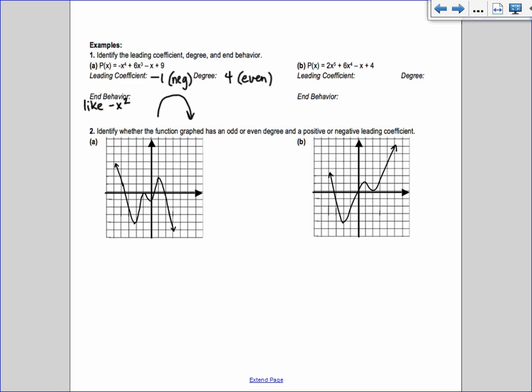So we do a little rough sketch of what negative x squared looks like. And that's where on your homework I'll have those little blanks for you. So we'll write it out on this one. As x goes to infinity, y goes to negative infinity. And on the left side, as x goes to negative infinity, y goes to negative infinity. Make sense?